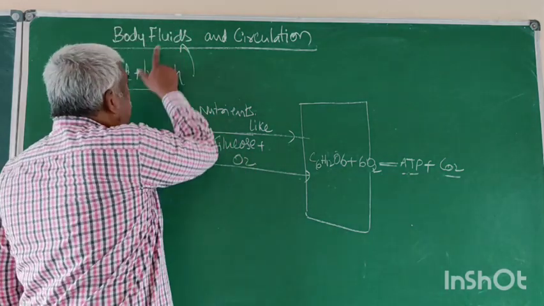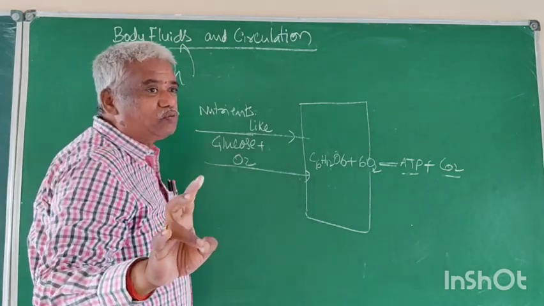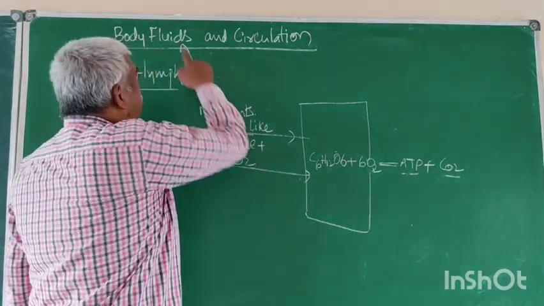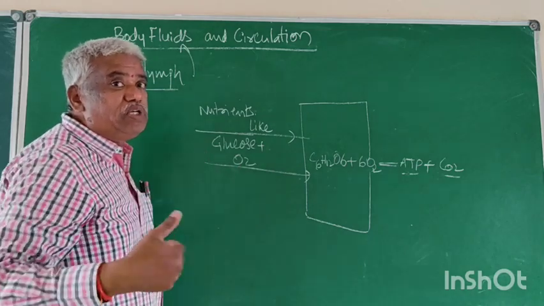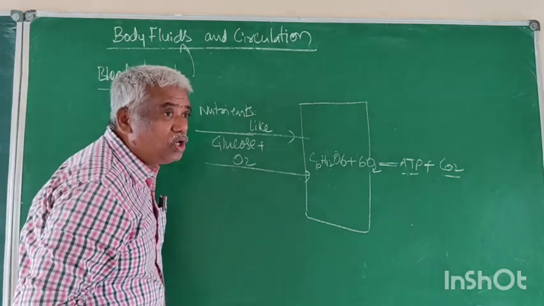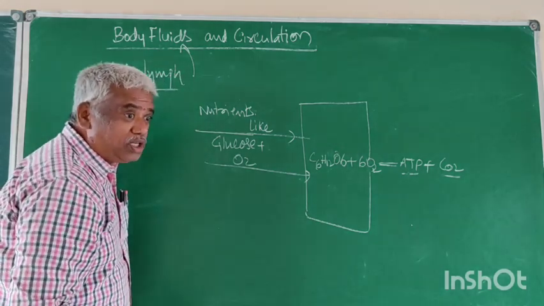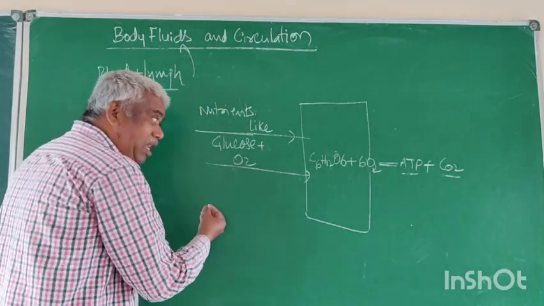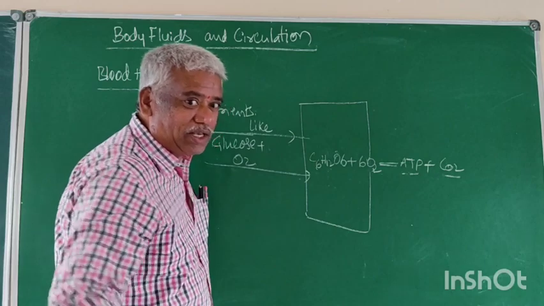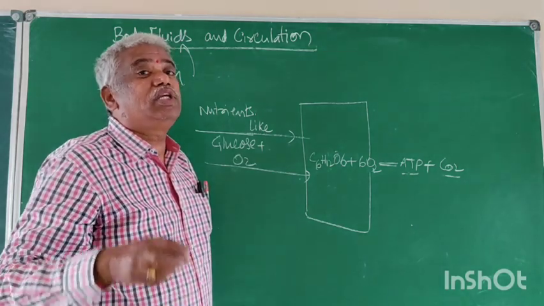That means the body fluids and circulation. See, first chapter, digestion. Right? Second chapter, respiration. Third chapter, body fluids and circulation. Name the two major body fluids in our body: blood and lymph. What is the need? Transport. What is transport? Simple food from intestine to cell. And also transport the oxygen from lungs to cell. And also it transports the CO2 from cell to lungs. That means the blood has a major role of transport in our body.